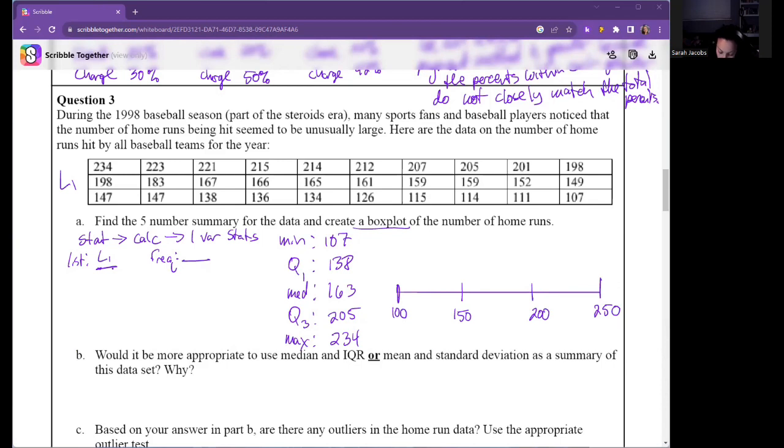Okay. So now we're going to plot our different lines. So the minimum at 107 is going to be pretty close to down here. Q1 at 138 is getting pretty close to 150. The median at 163, maybe around there. 205 over here. And then 234 is a little more than halfway to 250. So we connect the middle 3 lines to make our box. We make our whiskers, and there's our box plot.